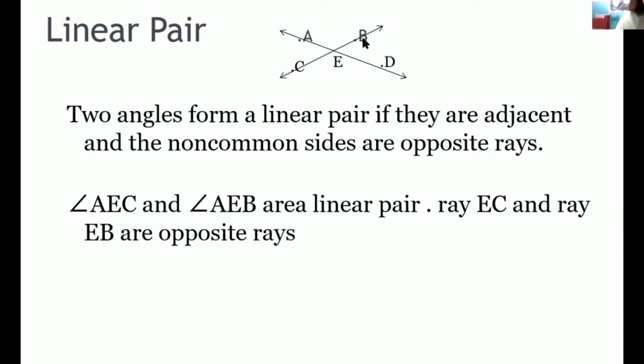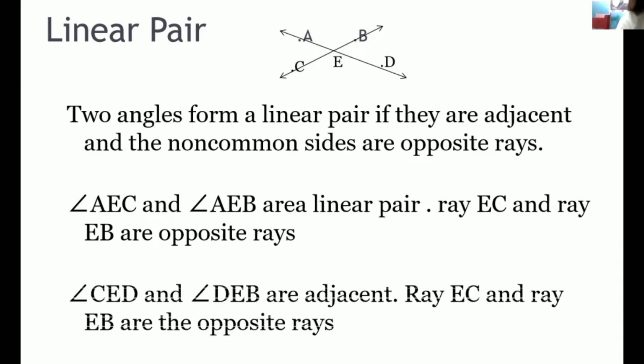So again, angle AEC and angle AEB are a linear pair. Ray EC and ray EB are the opposite rays, because linear pairs are adjacent and their non-common sides are opposite rays. We also have angle CED and angle DEB, also adjacent. Ray EC and ray EB are the opposite rays.